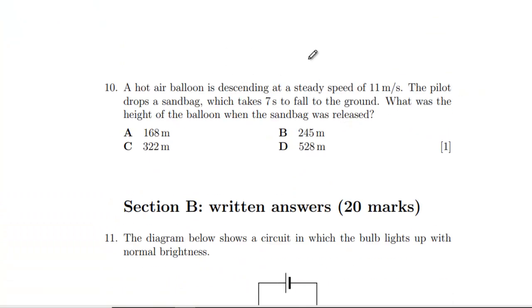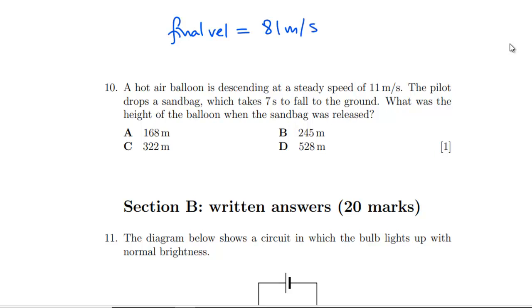Yep, last one. A hot air balloon is descending at a steady speed of 11 meters per second. The pilot drops a sandbag, which takes 7 seconds to fall to the ground. What is the height of the balloon when the sandbag was released? So the accumulation of the acceleration in 7 seconds is 70 meters per second, because we're going to get 7 times 10. So that's our acceleration. So we've got a final velocity of 11 plus 70 equals 81 meters per second.